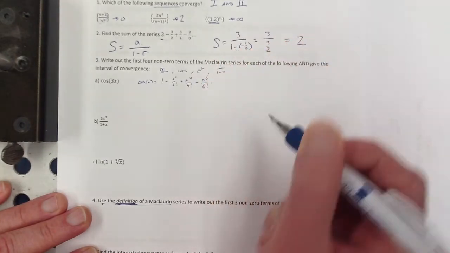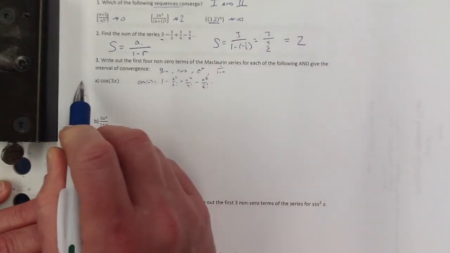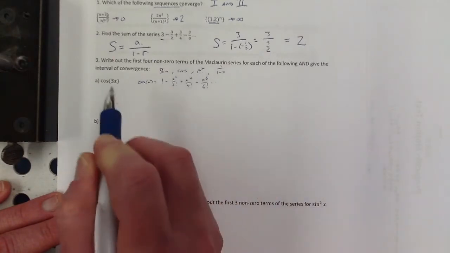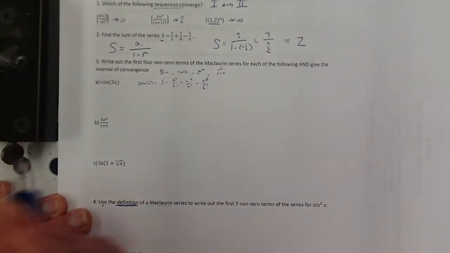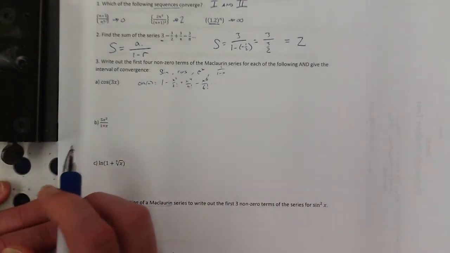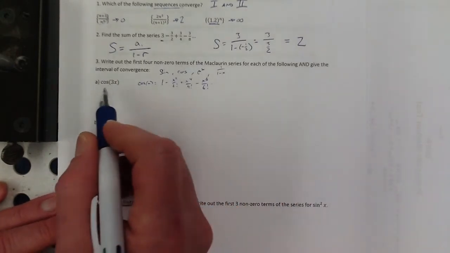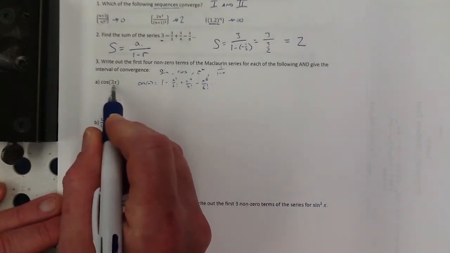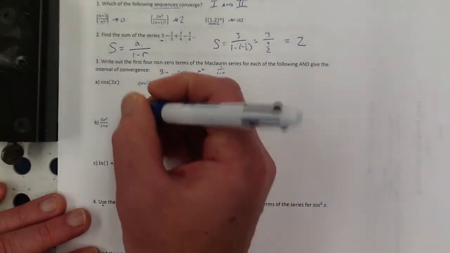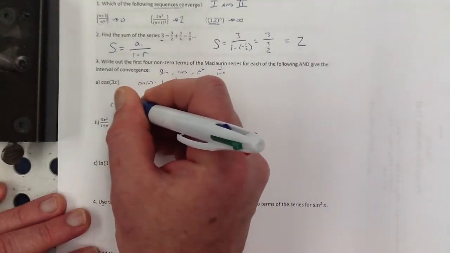And I'll dot, dot, dot from there since I need the first four. And the interval of convergence for sine, cosine, and e to the x, those are ones that converge everywhere. Factorials on the bottom is a strong indication that you're going to get that convergence everywhere. So here, if I want to do cosine of 3x, I just have to replace all the x's in this with 3x.